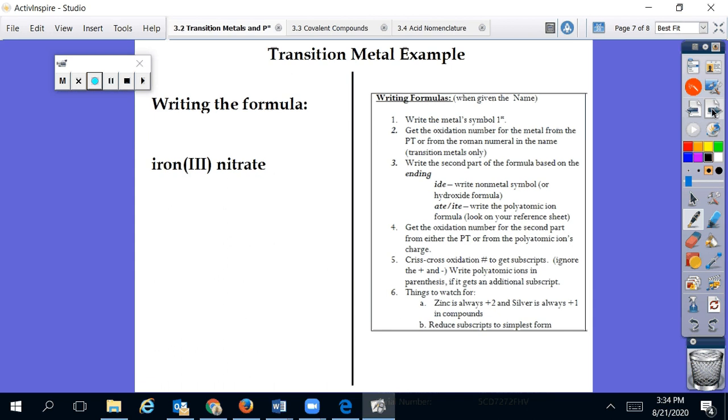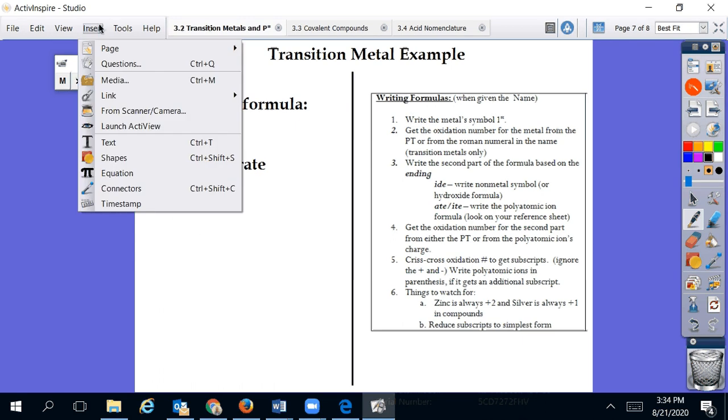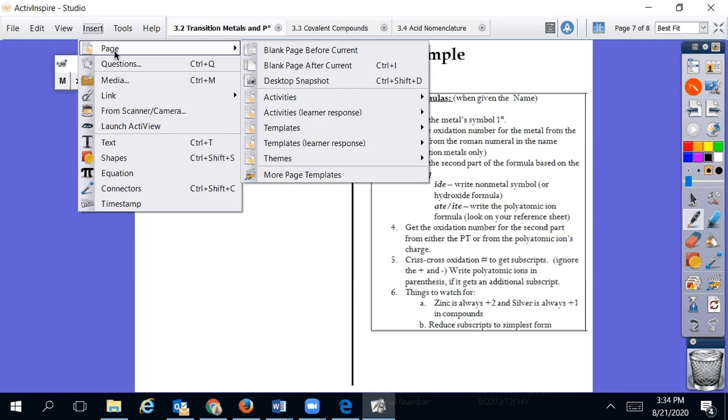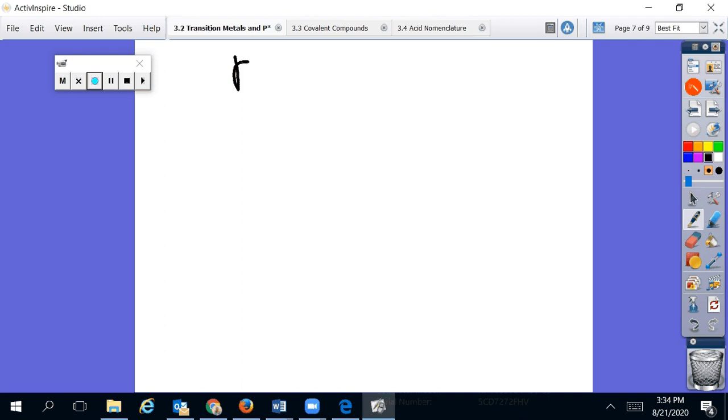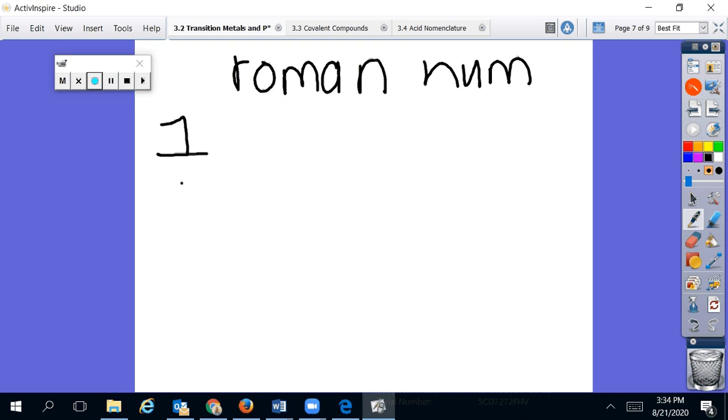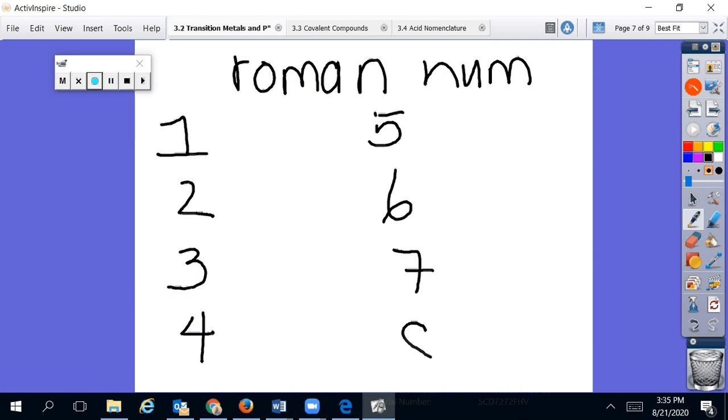Okay, well, let's write the formula when given a metal that's a transition metal. Well, this is actually not too bad because look, the Roman numeral gives us the oxidation number. And let me take a minute before I start to write out Roman numerals and how they look. Some of you may not be familiar with Roman numerals. Okay, well, we're going to write 1, 2, 3, 4, 5, 6, 7, 8.